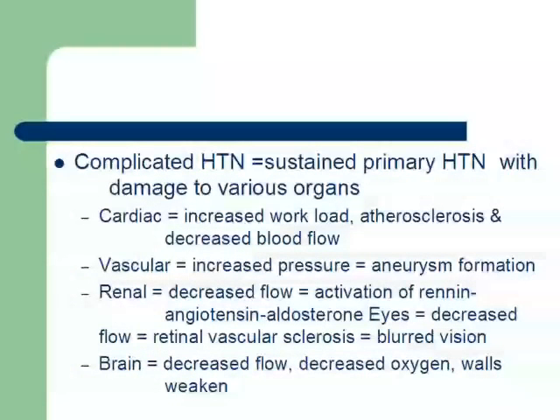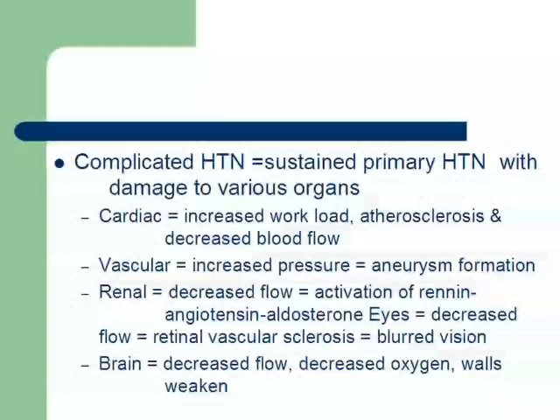Complicated hypertension, as I've mentioned, is sustained primary hypertension that damages various organs in the cardiac system. It causes an increase in workload, atherosclerosis, and a decrease in blood flow that can lead to heart failure, coronary artery disease, heart attack, angina, and sudden death. Vascular disease is when you have increased pressure, and that can cause aneurysm formation anywhere in the body, the brain, the heart, anywhere, blood vessels.